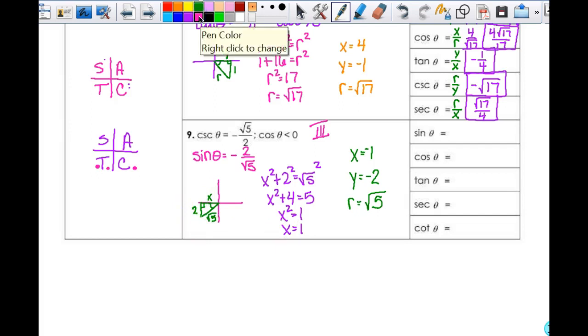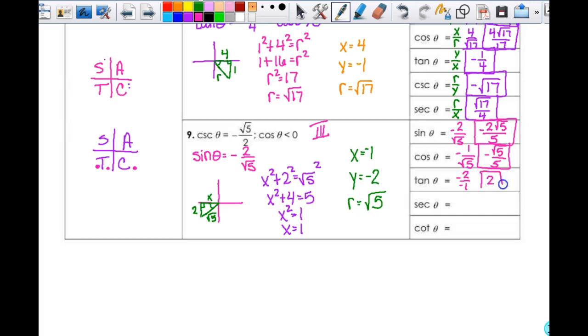All right, so sine of theta is y over r, so it's negative 2 over the square root of 5. So it's going to give me negative 2 square root of 5 over 5. Cosine theta is x over r, so that's negative 1 over the square root of 5. That's negative square root of 5 over 5. Tangent theta, y over x, so that's negative 2 over negative 1, which is 2. And secant theta is the reciprocal of cosine, so that would be square root of 5 over negative 1, which is just negative square root of 5. And then cotangent is a reciprocal of tangent, so the reciprocal of 2 is 1/2.